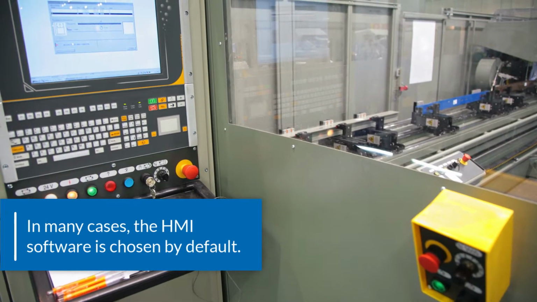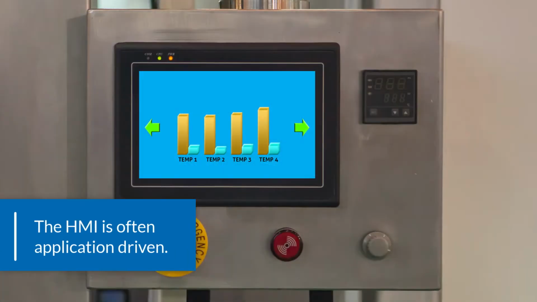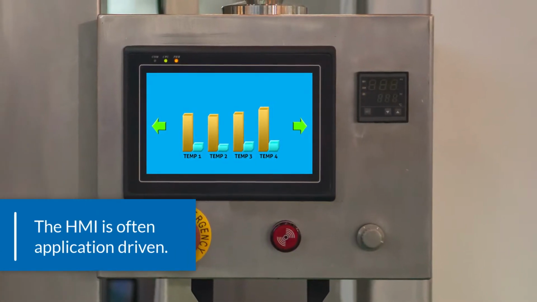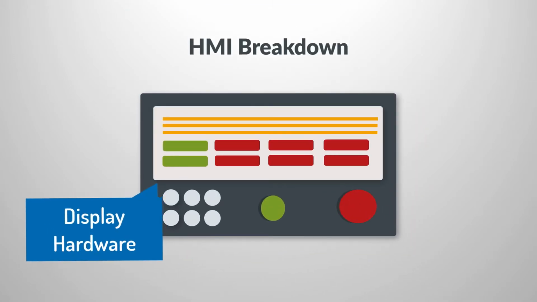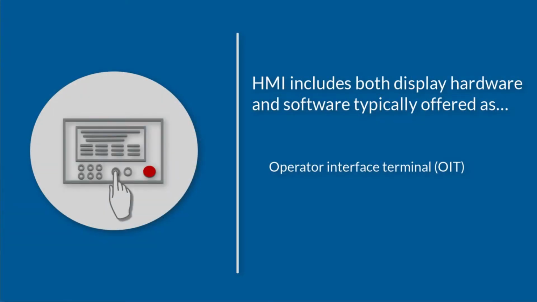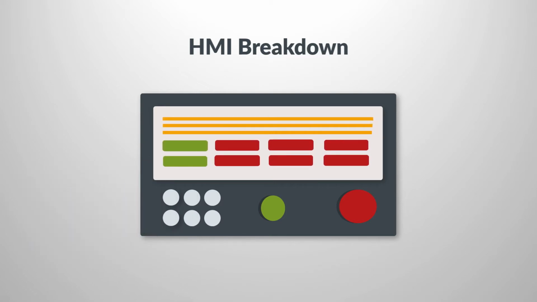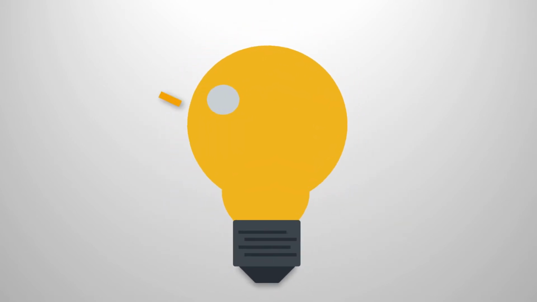Although many vendors require the development software be purchased separately, the HMI is often application-driven, and there is a lot of overlap in the choices available. An HMI includes both display hardware and software typically offered by an operator interface terminal, OIT, embedded PC, or PC-based. Often the hardware selection drives the software development platform used. It's not until the decision is made to go with a PC-based HMI that the HMI software possibilities open up.